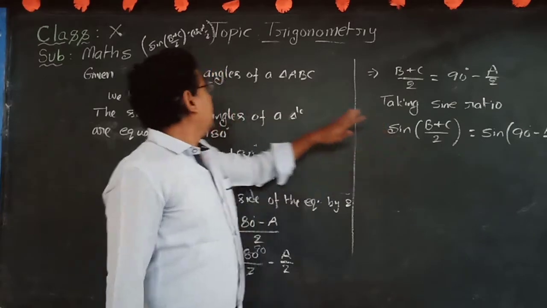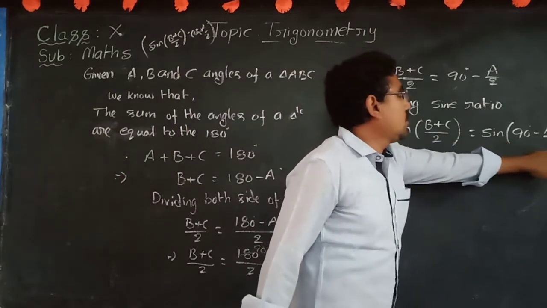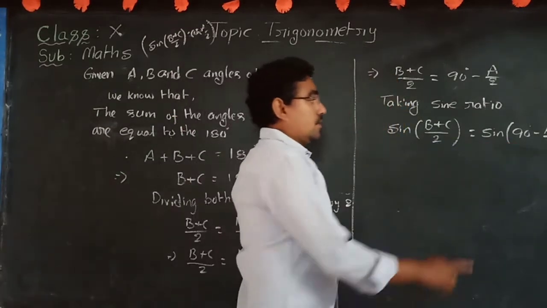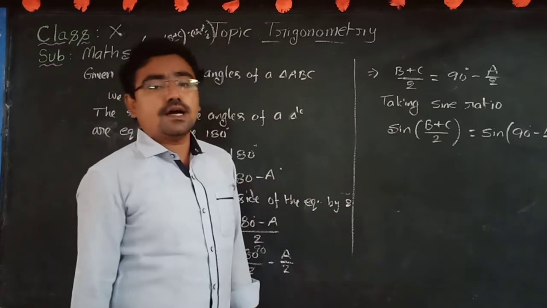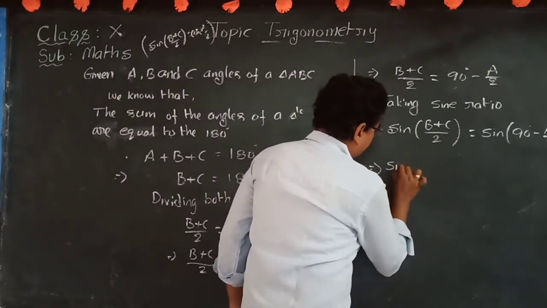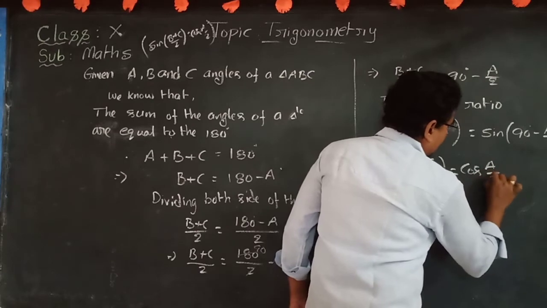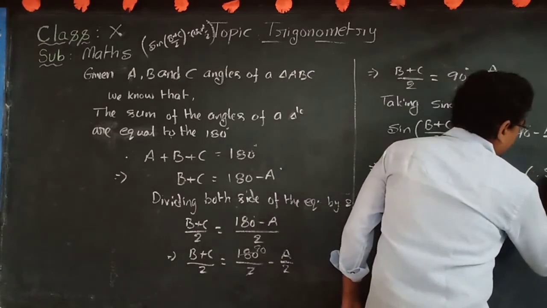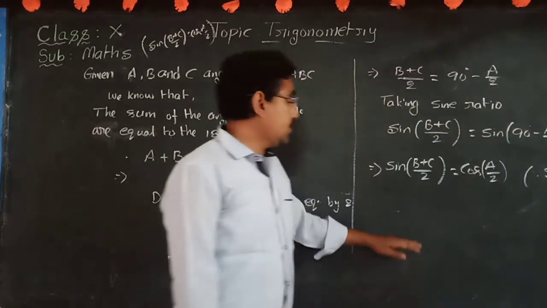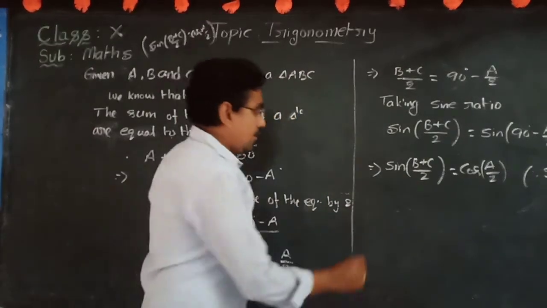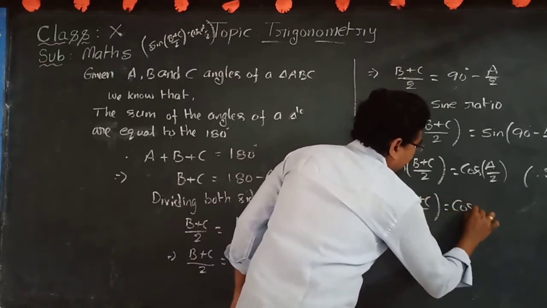Now see, the left side is already sine of (B plus C) by 2. On the right side, what you have to show is cos A by 2. Observe this one. This is the trigonometric ratio of a complementary angle. Sin(90 minus theta): in place of theta, what are we seeing here? A by 2. Sin(90 minus theta), what did we get? Cos theta, or not? So by doing this, sin of (B plus C) by 2 equals cos A by 2. Which property was used? Sin(90 minus theta) equals cos theta. What is our intention? We have to show sin of (B plus C) by 2 equals cos A by 2. Therefore, sin of (B plus C) by 2 equals cos A by 2.